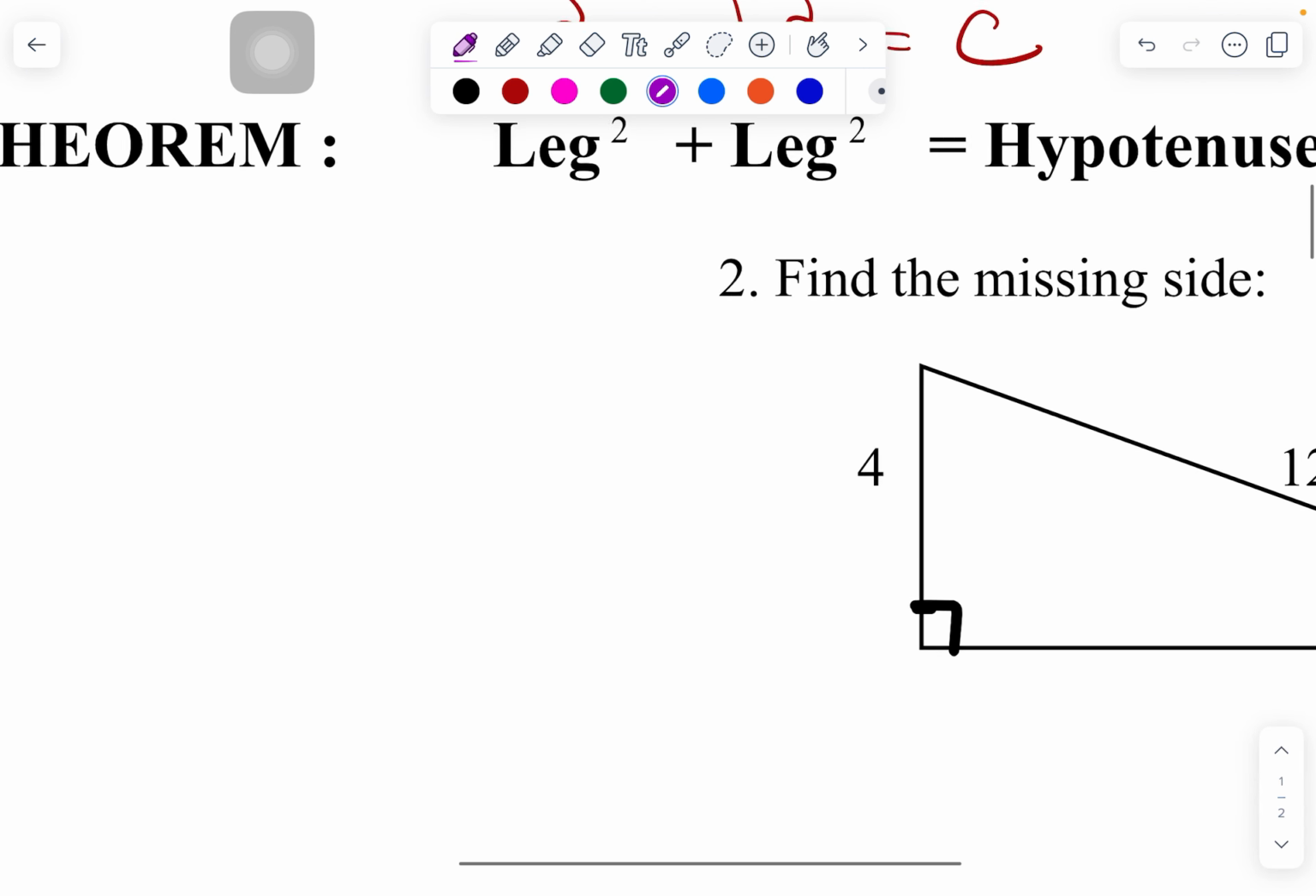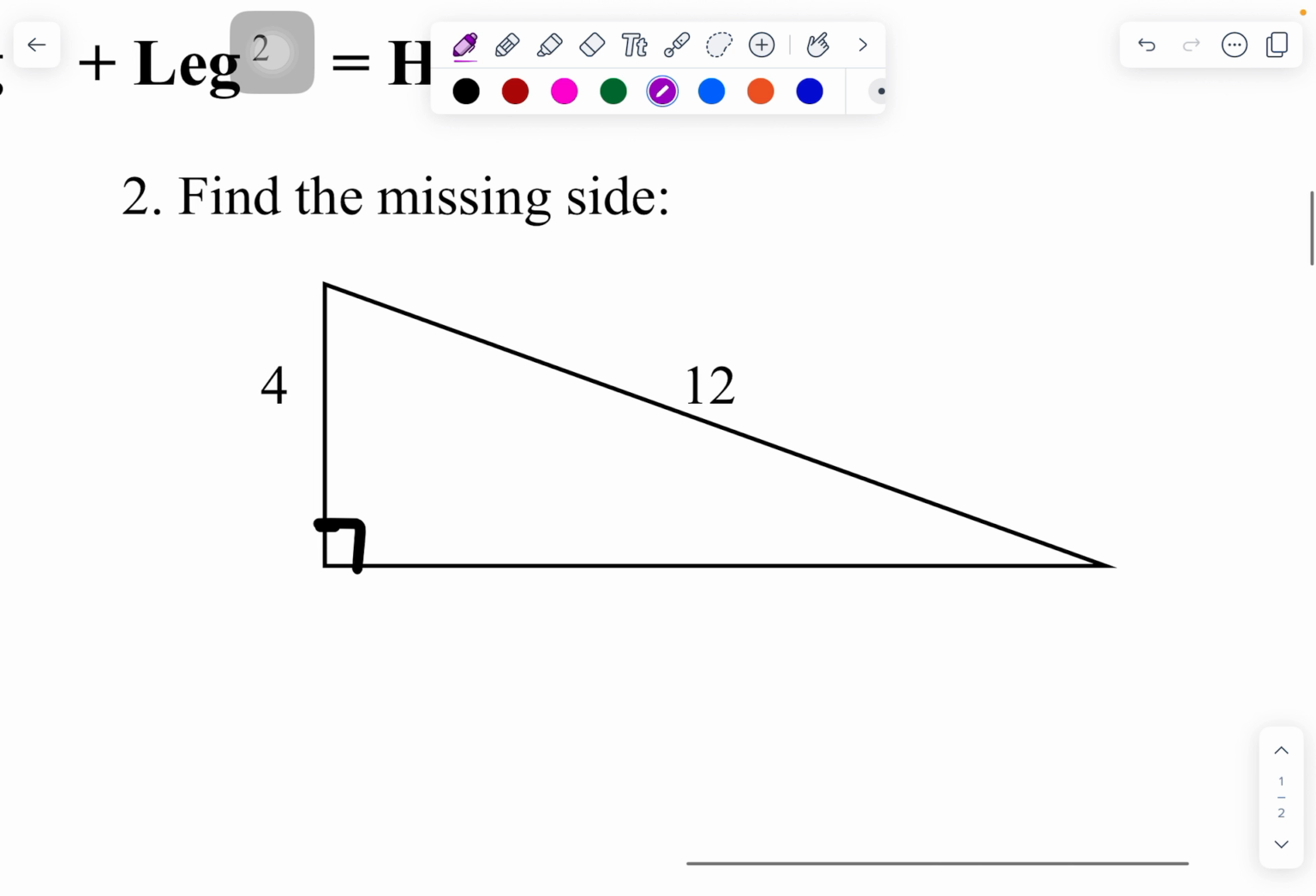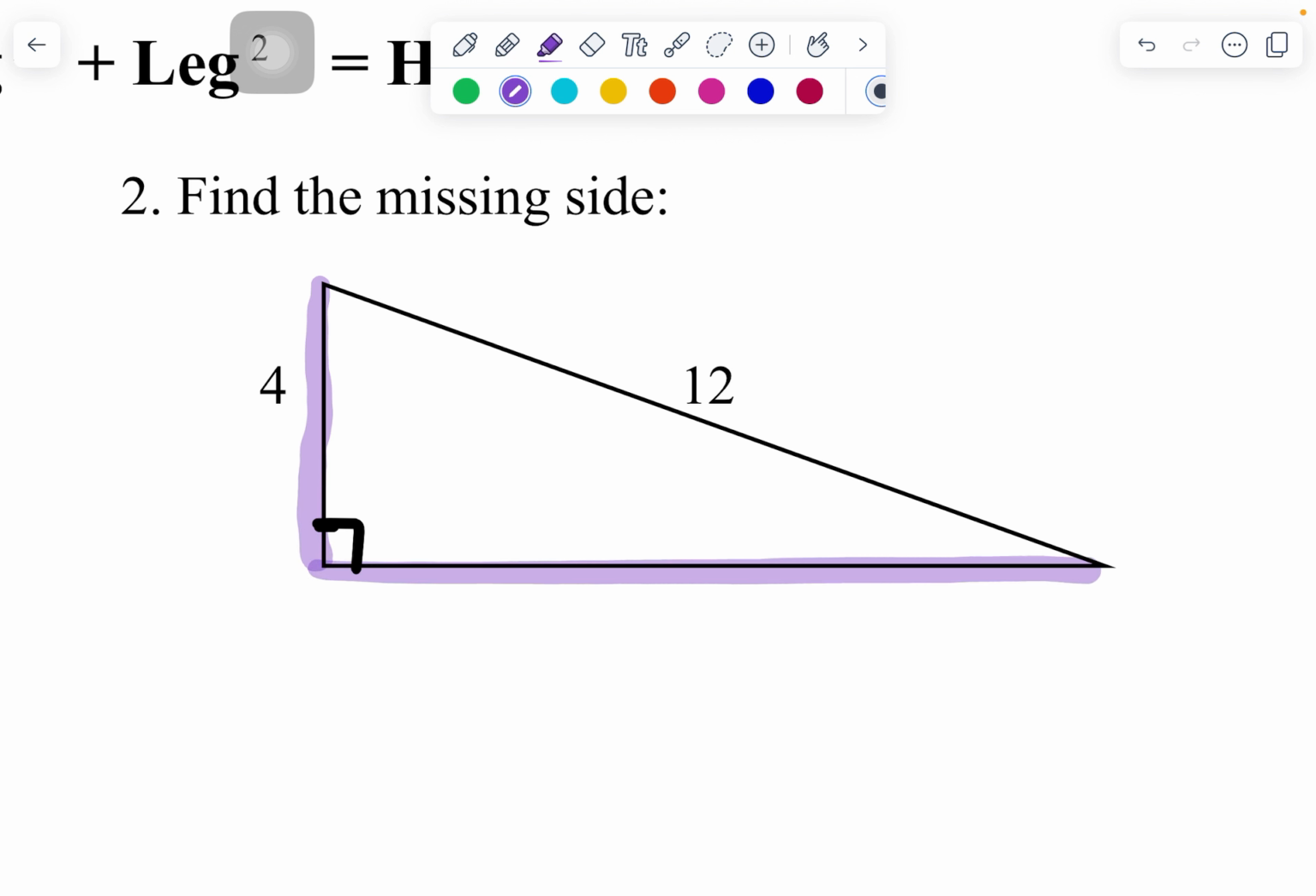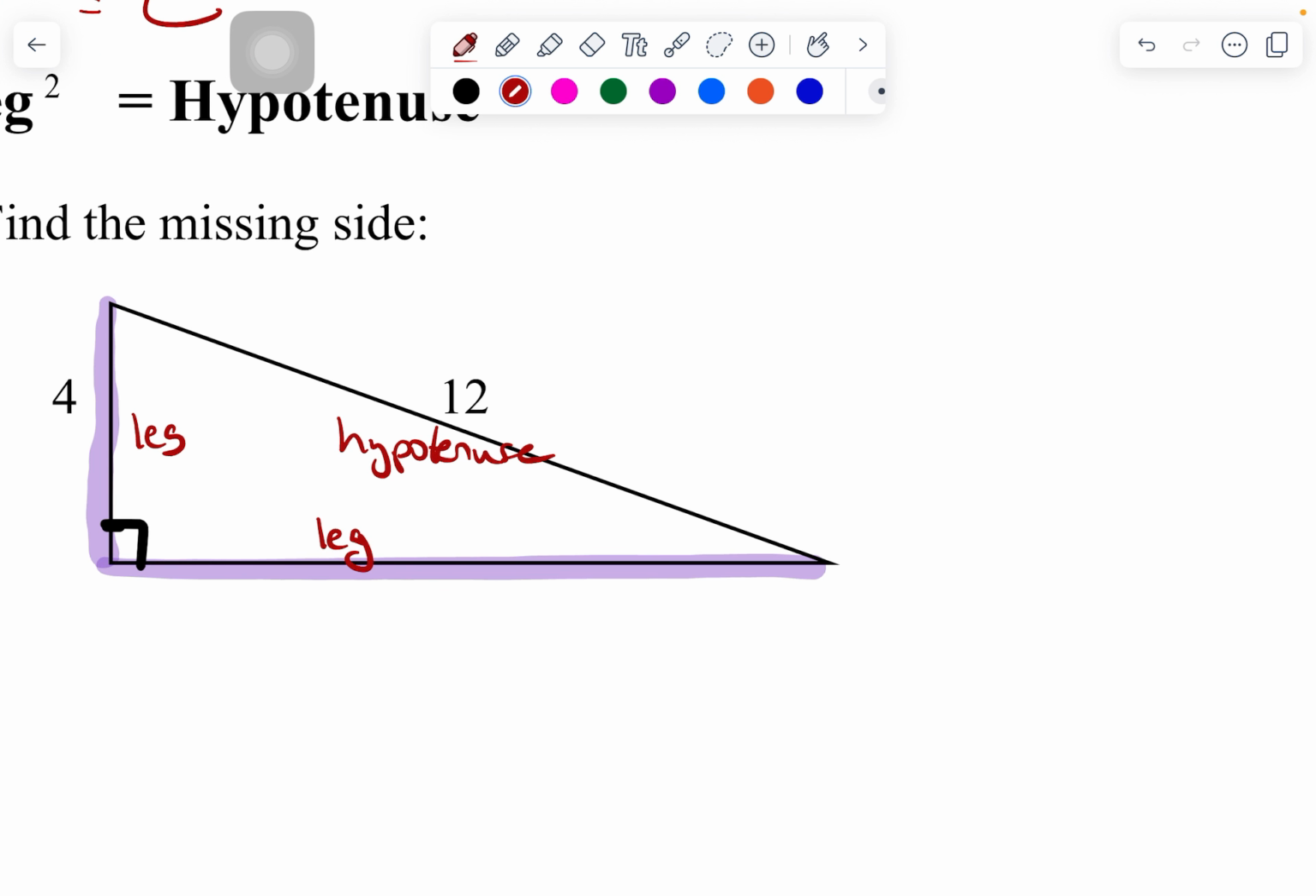All right, number 2 says find the missing side. So let's take a look. We've got a leg here, the sides that form the right angle, that's going to be the other leg here. So we're looking for a leg this time. So leg, leg, and hypotenuse. I'll use x for my variable because I'm a math person and that's what I tend to use. You could use L for leg if you wanted to. So leg squared, 4 squared plus x squared equals 12 squared.